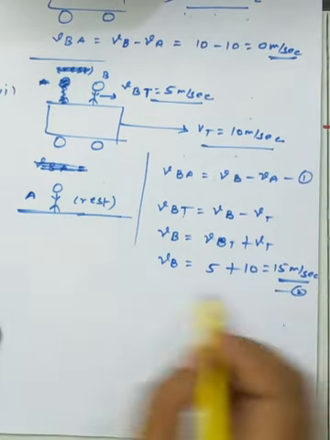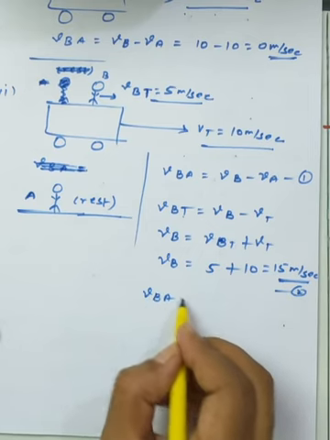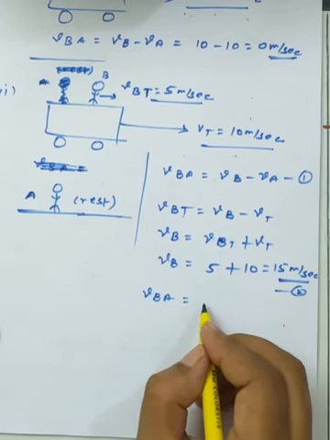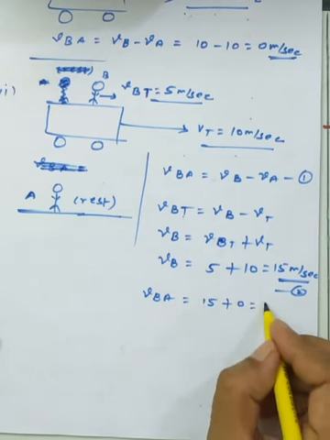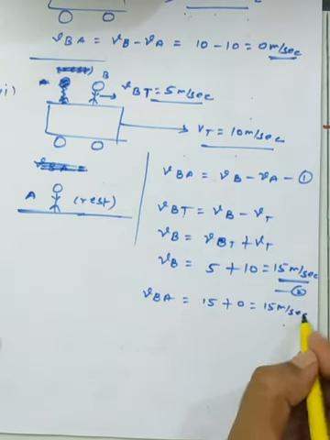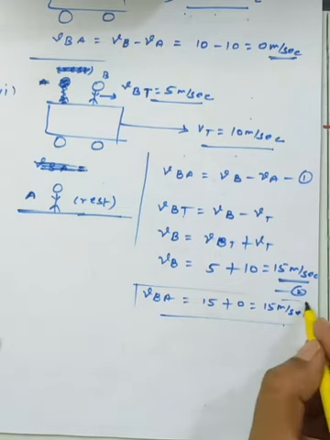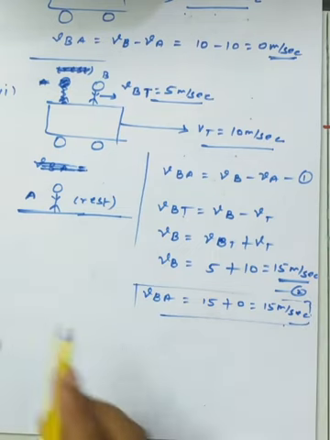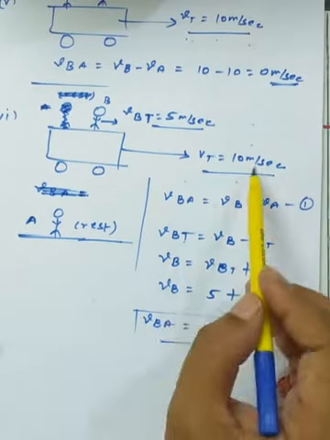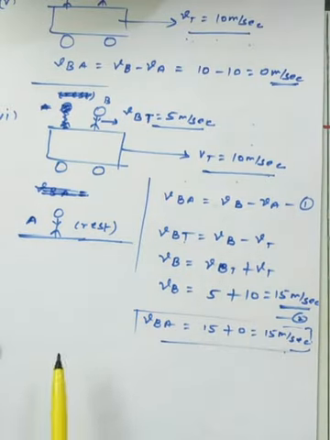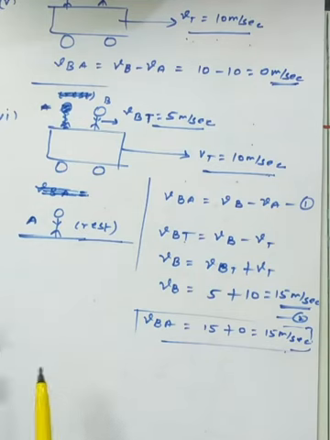So what are we actually getting: the velocity of B with respect to A, with A in the rest condition. So the velocity of B, that means 15 plus 0, is equal to 15 meter per second. So it's a very general case we have. So we have to add the velocity of B with respect to the trolley and the velocity of the trolley. Okay, so this is the general case we have. We can resolve problems of relative velocity on the basis of this basic concept.